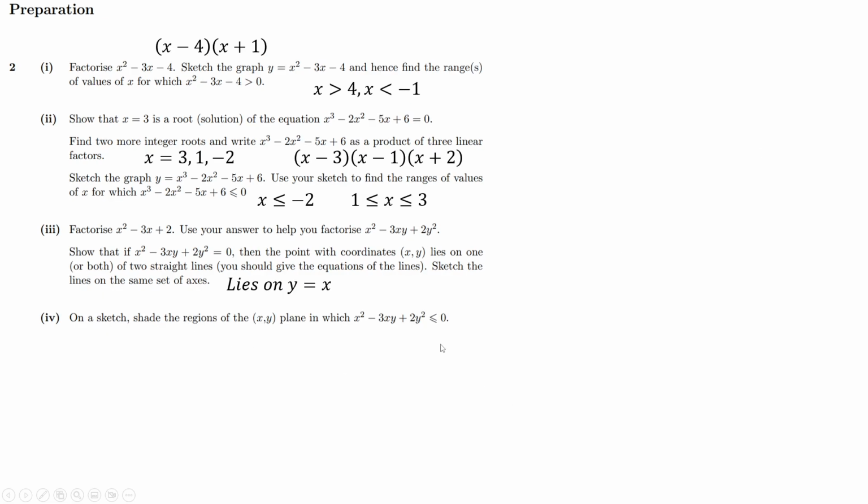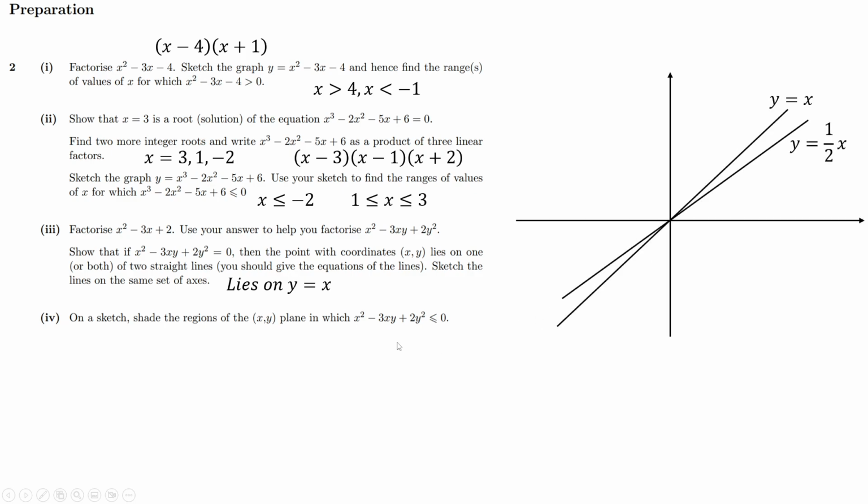On a sketch, shade the regions of the xy plane in which this is less than or equal to 0. Now, when you factorize this, you get this, which we've just seen. And then we get these two lines, right? Now, the only way for this to be less than or equal to 0 is for one of the factors to be negative, and then the other one to be positive, right? So let's just consider the case where this here is positive, right?